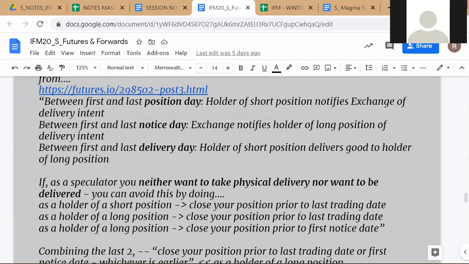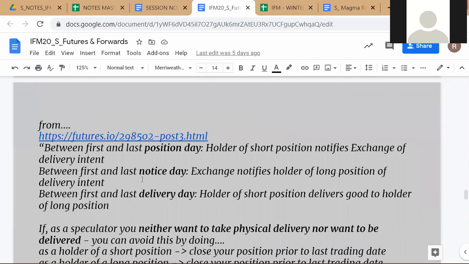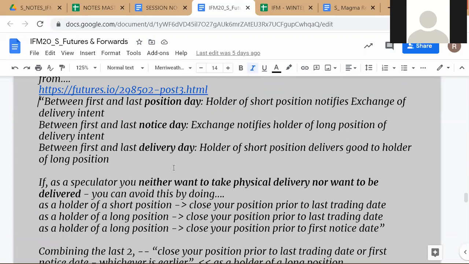We have these three important days: last trading date, first position date, and first notice date. Because this currency futures contract does not have physical delivery, the answer would be that you have to square it before the last trading date. And in case you're looking at physical delivery futures, some of the futures may be physical delivery. In that case, as a general principle, this rule will apply.